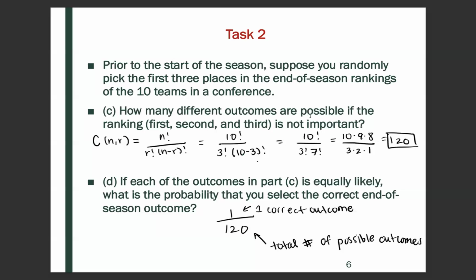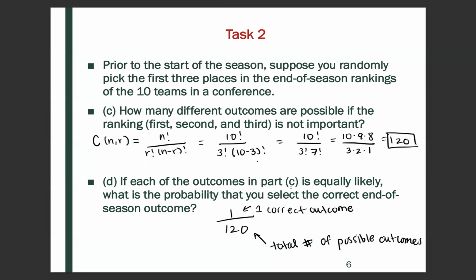How many different outcomes are possible if the ranking for second and third is not important? So here order does not matter. So we're going to do a combination. So we have n factorial divided by r factorial times n minus r factorial. The number of teams is still 10, and the number of rankings is still 3. So we would have 10 factorial as the numerator, and then 3 factorial times 10 minus 3 factorial in the denominator, which simplifies to 3 factorial times 7 factorial in the denominator, which simplifies to 120.